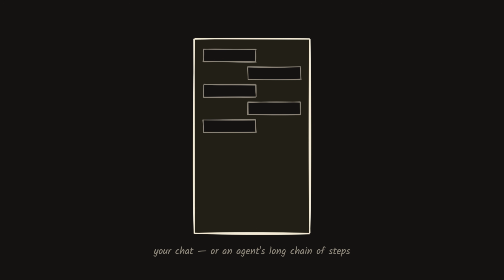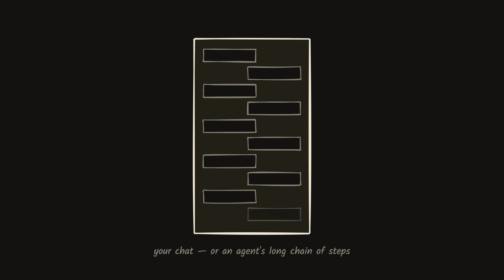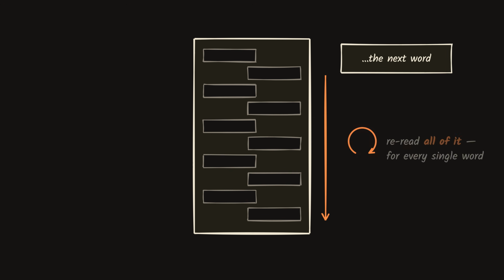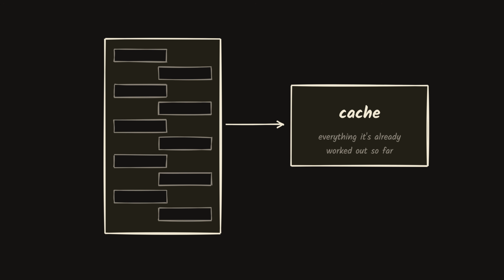Then there's the conversation itself. As your chat, or an agent's long chain of steps, gets longer, the model would have to reread the entire history to produce each new word, which gets painfully slow. So instead, it keeps a running cache of everything it's already worked out about the history so far. That cache is the trick that keeps it fast.